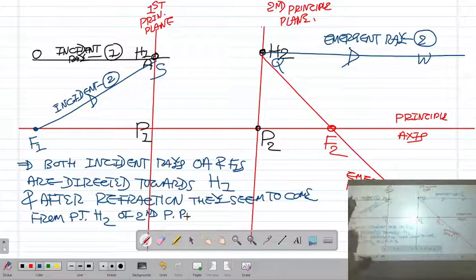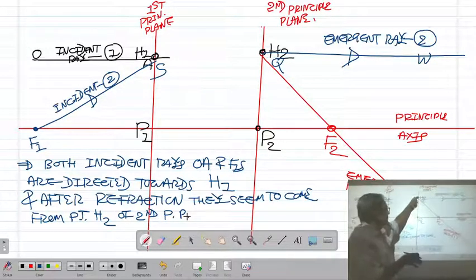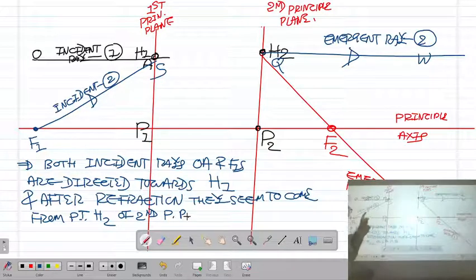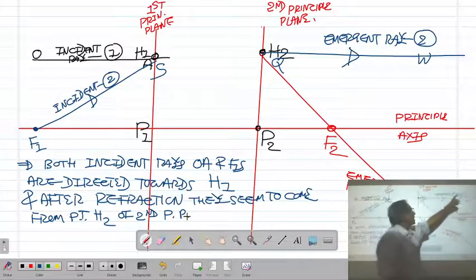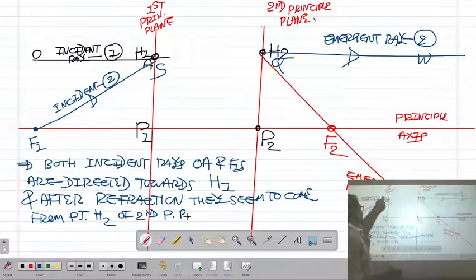So first incident ray OA, traveling parallel to the axis, is incident on point H1. It is refracted from point H2 and emerges in the direction H2. The second incident ray F1S1, after refraction, will be parallel to the axis. So you can say that H2 is the image of point H1.